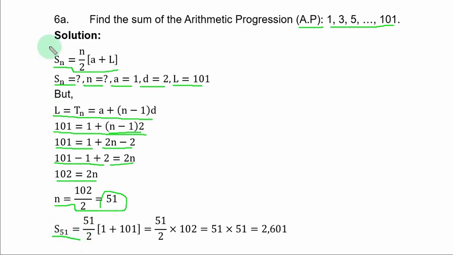So we are back to this formula now. n is 51 over 2, times first term 1 plus last term 101. You close the bracket, so you have 51 over 2, because the two numbers cannot be divided completely. If you add the bracket, you have 102. If you divide 102 by 2, you have 51. That will multiply 51, and you have 2,601.